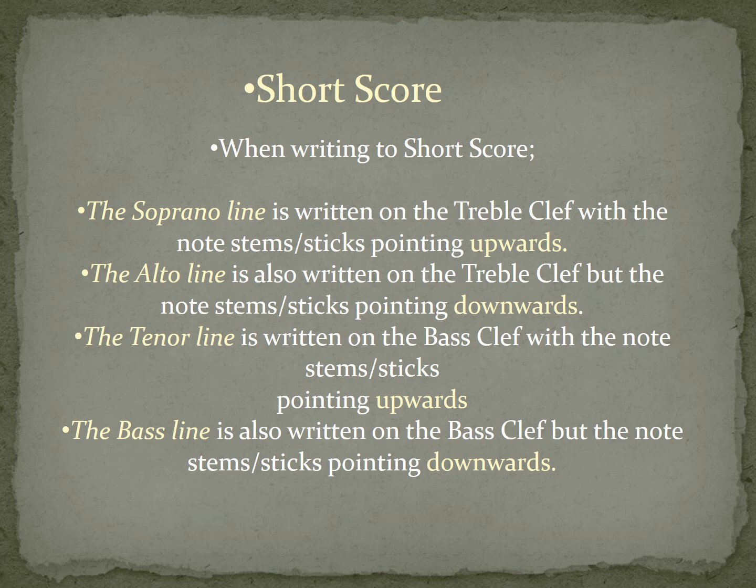For the tenor line, that's written on the bass clef, this time with the sticks pointing upwards. And the bass line is also written on the bass clef, but with the note sticks pointing downwards. So that's the tenor with sticks up and the bass with sticks down. So the soprano is on the treble with sticks up, the alto on the treble with sticks down. The tenor is on the bass clef with sticks up, and the bass is on the bass clef, but also with the sticks pointing downwards.